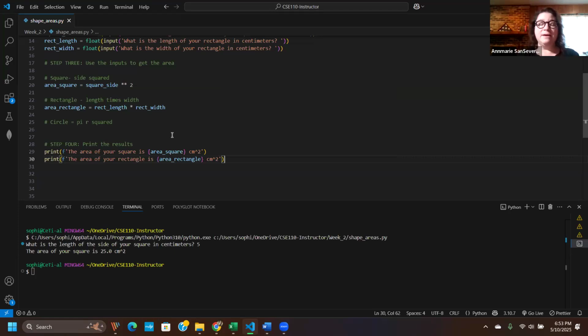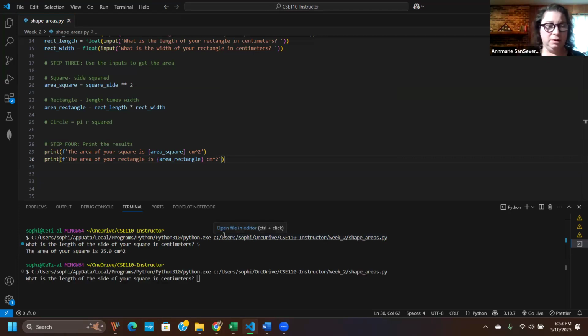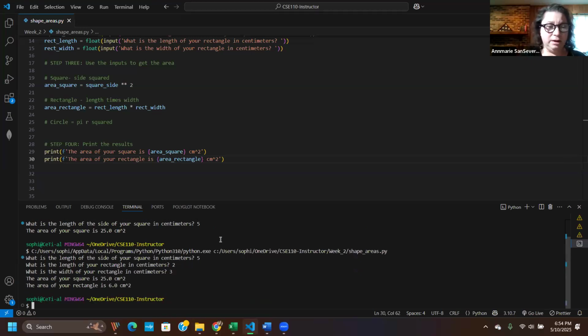Okay, so let's test this. If we had a rectangle that was 2 by 3, we should get 6. So we're going to run this. We have to do our square again, which is no big deal. I could comment it out, but I'm just going to go ahead and do it. The length of my rectangle is 2 centimeters, and the width of my rectangle is 3. The area of my square is 25 centimeters squared, and the area of my rectangle is 6 centimeters squared. That's great.